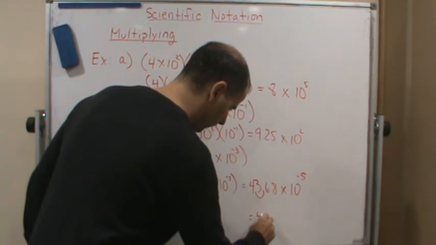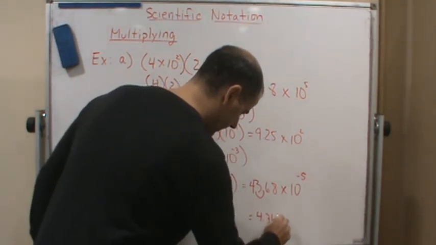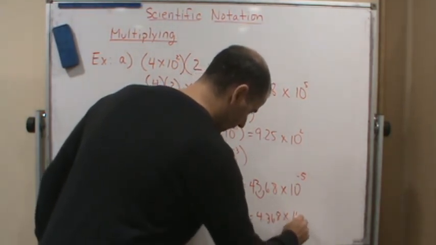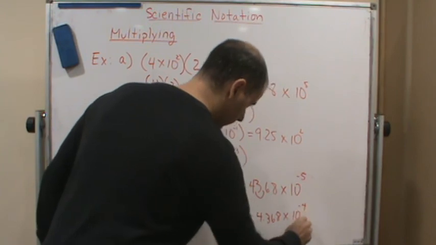So this is going to equal 4.368 times 10 to the negative 4th power.